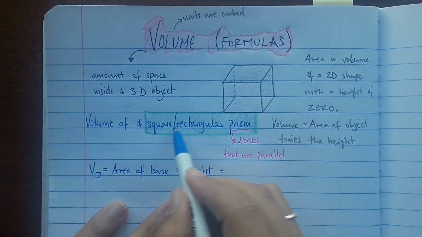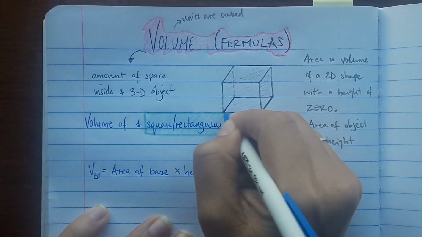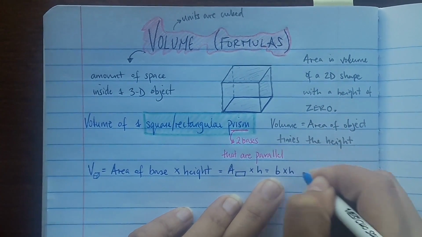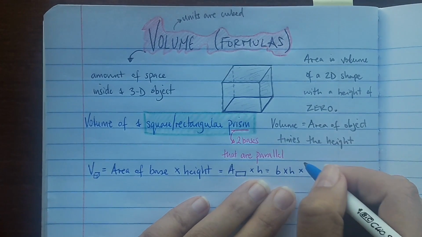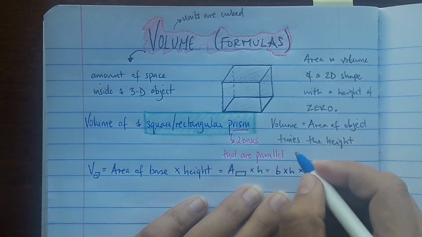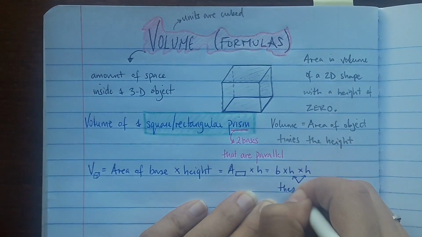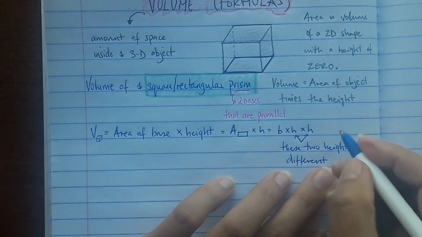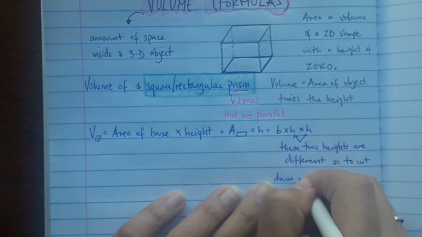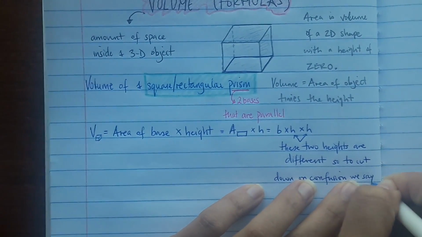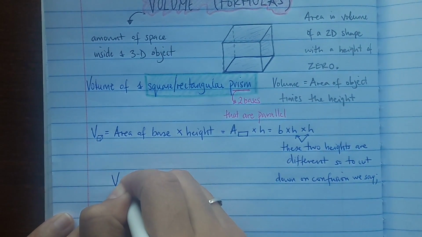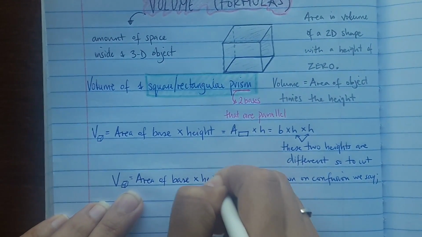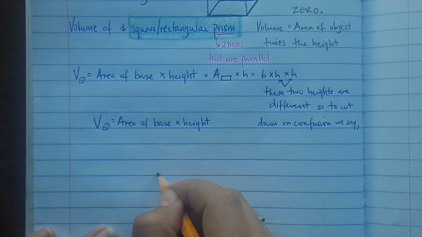which means that the area of what is it? Rectangle, because mine is in a square. So the area of the base, which is a rectangle, times the height, which is equal to base times height times height. Because the area of a rectangle is base times height. But here is something we need to be careful of. These two heights are different. So to cut down on confusion, we say the volume of all prisms is the area of the base times the height. You don't break it down any further because we confuse the heights.